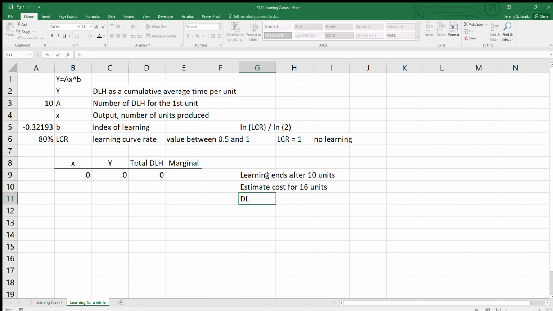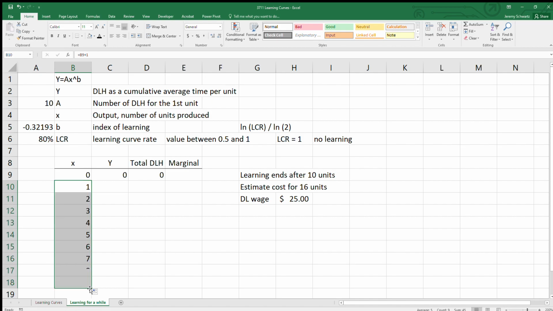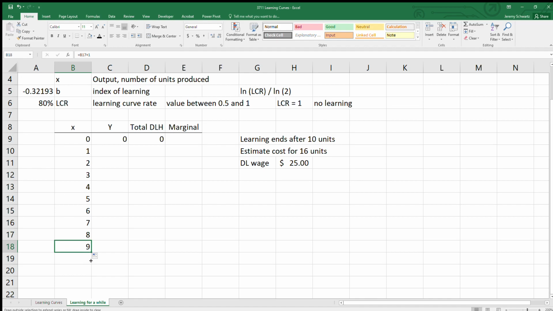And we'll have our direct labor wage. We said 25 before. We can keep it at 25. I guess they made that currency there. So we will go through this process. We have this plus 1, work our way down. So through 10 units, out of practice here, I guess I missed one there. Okay, so through 10 units, learning is going to take place.